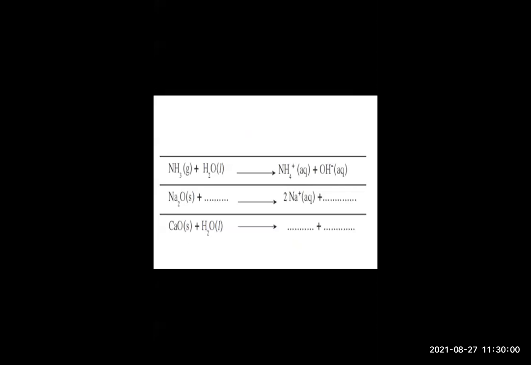Now there is a small activity for you. You have to solve this and tell me what will come in the boxes. The first reaction is already solved for you. That is NH3, ammonia, plus water will give ammonium, NH4 plus aqueous, plus OH minus aqueous. The remaining two questions you have to solve, and whatever the answer, write it in the chat box. I will give you 1 minute. Afterwards, we will have a short discussion on this.